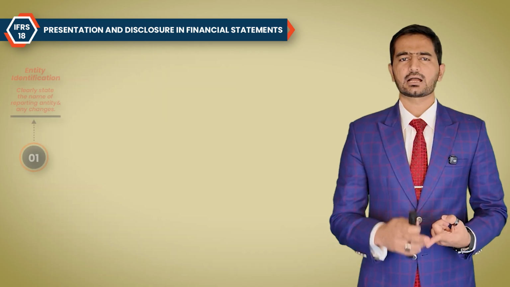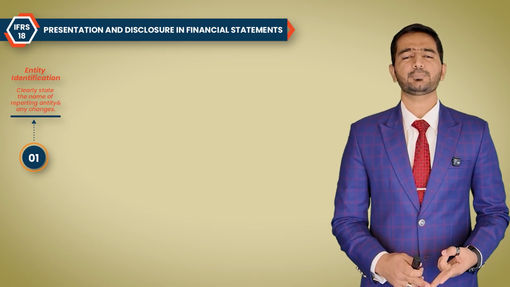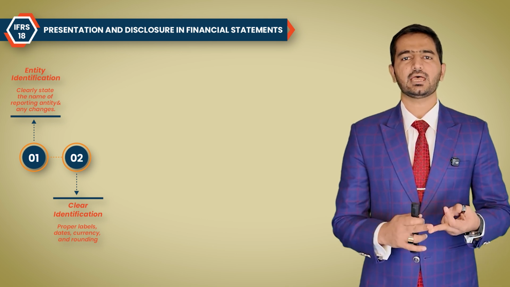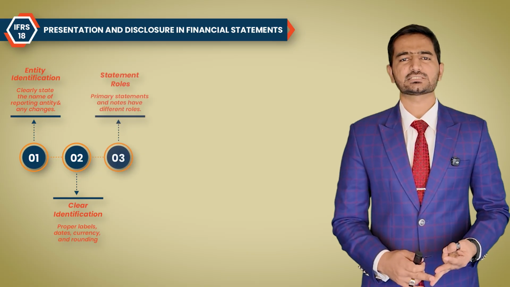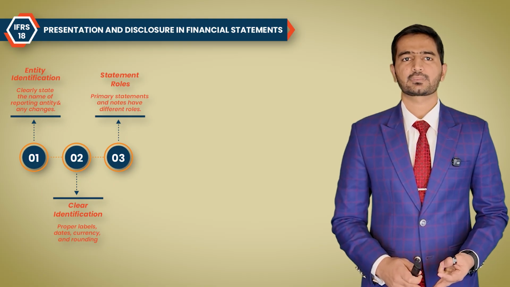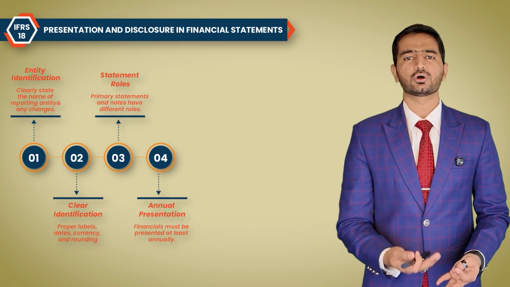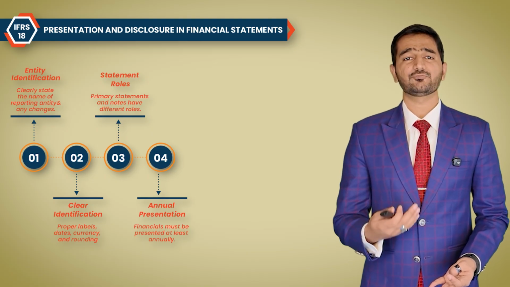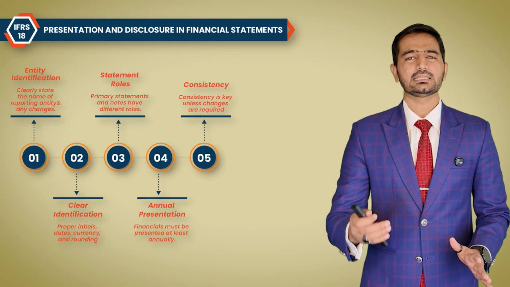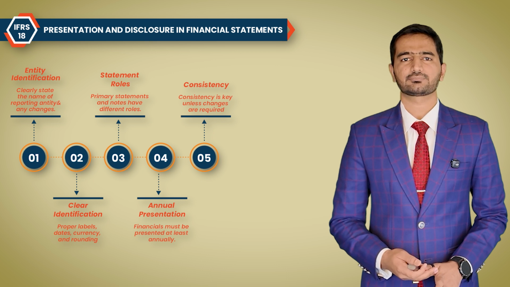A complete set of financial statements includes the 5 big components. Each component must be clearly identified with proper labels, dates, currency, and rounding. Primary financial statements and notes play a different role, but they are equally important. Financials must be presented at least annually. If it's for a shorter or longer period, disclose why and warn users about the comparability. Consistency is key, unless a significant operational change demands it or another IFRS standard requires it.